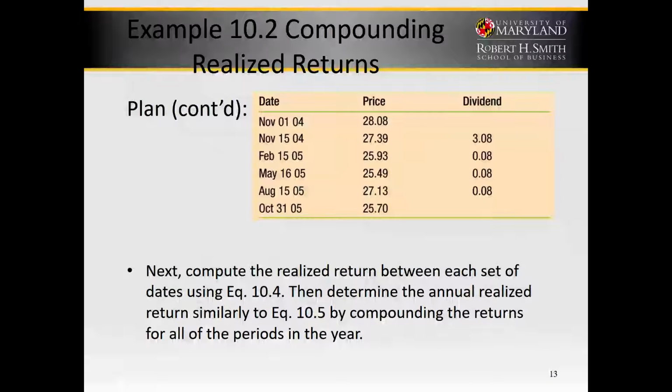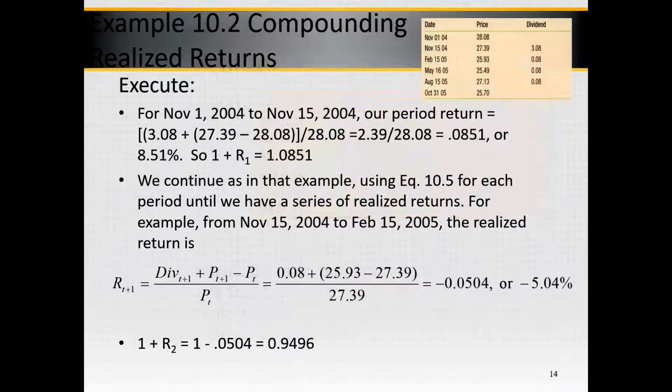So here I have shown these to you. November 1st, the price was $28.08. A dividend was paid on November 15th for $3.08 when the stock was selling for $27.39, etc. And then we're going to sell it for $25.70 on October 31st, 2005. We show you in slide 13 each of the data. Now we're going to use that data to calculate the returns.